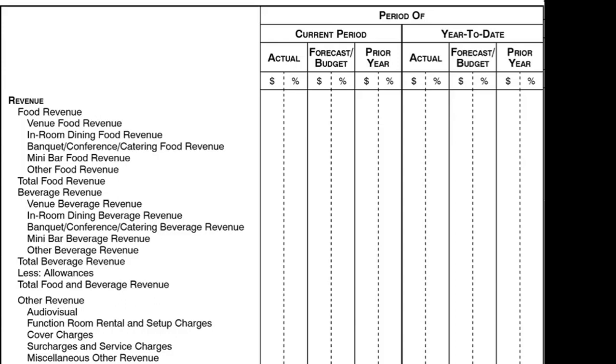The next line item is other revenue, which means audiovisual, then function room, and cover charges. We are going to be looking at what goes into these lines in the next video, where we will be covering the F&B revenue in much more detail.